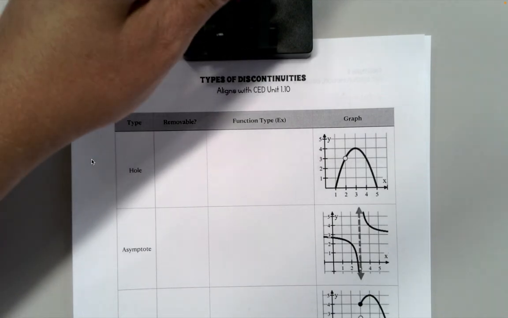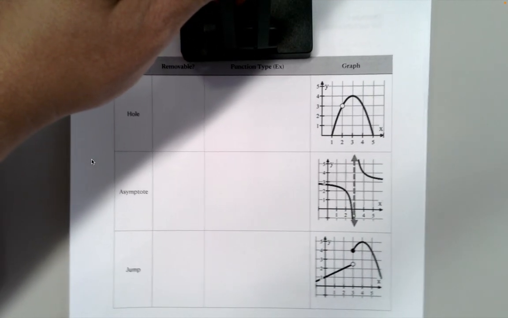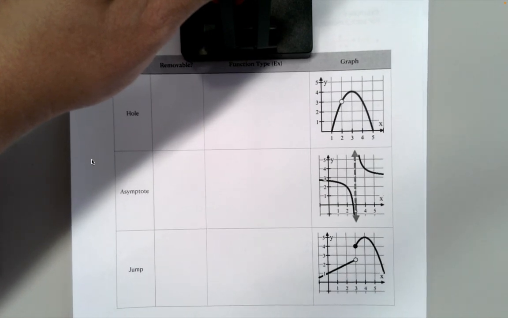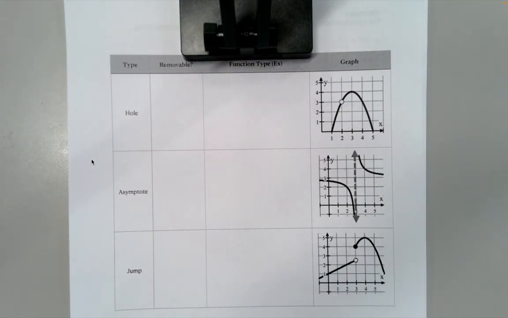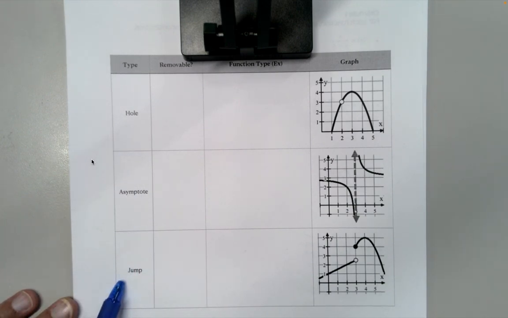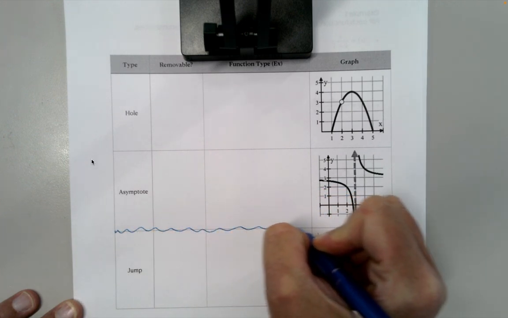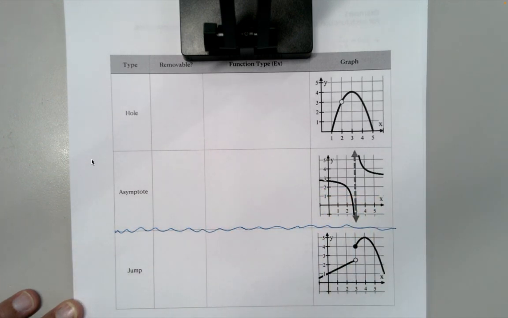I'm going to slide this up just a little bit so we can see all three at the same time. We're looking at the types of discontinuities, and there are three main types: the hole, the asymptote, and the jump. We've referred to all three of those before. You've seen them in action. The hole and the asymptote kind of go together, and the jump is sort of its own thing, and I think you'll see why in just a minute. I'm going to separate them.